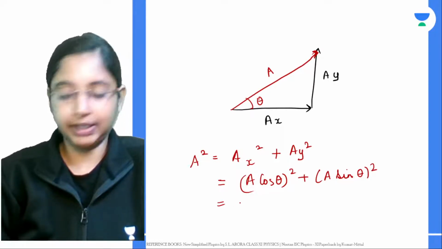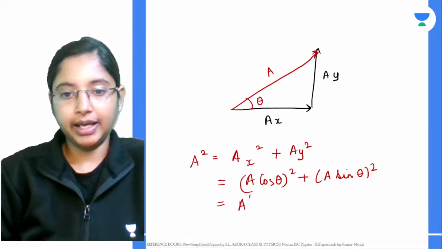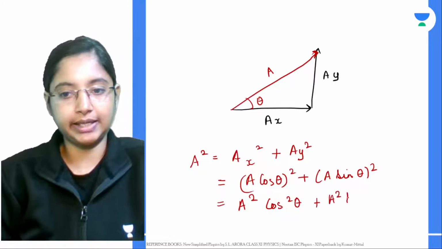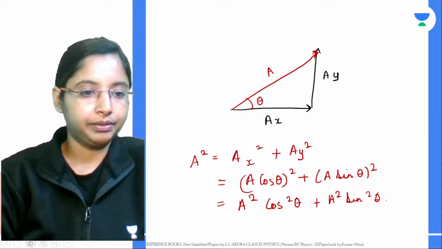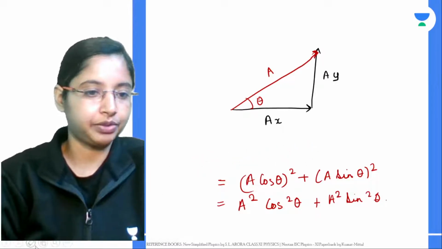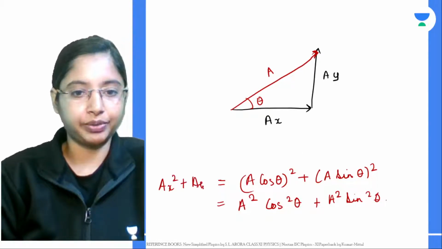So from here you can take, this is nothing but A square cos square theta plus A square sin square theta. So here, let's start with this point. We started with this point, that is taking Ax square plus Ay square.